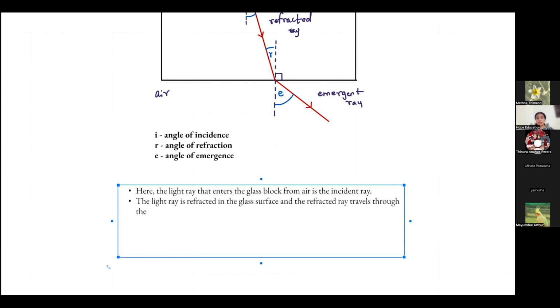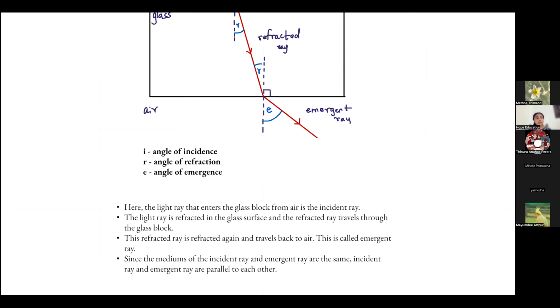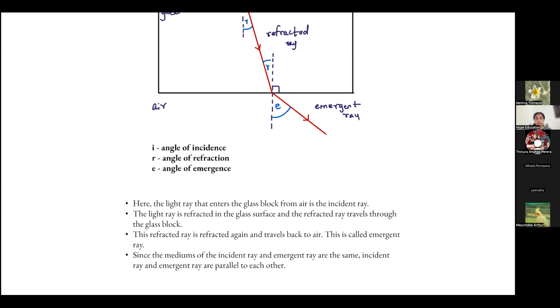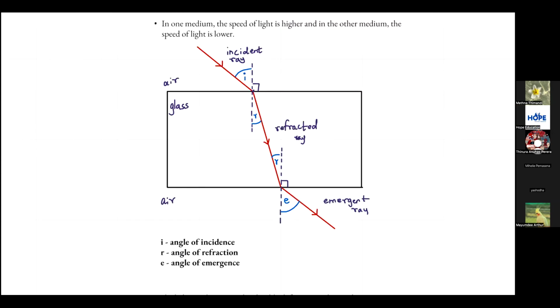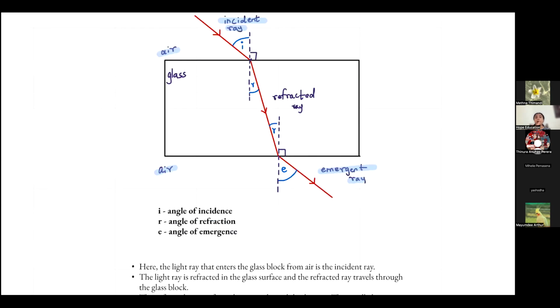I want you all to focus a bit on the last sentence that I wrote. Let me highlight that sentence. The mediums of the incident ray and the emergent ray are the same. So can you see that the incident ray is in air, right? The incident ray, this is in air. Can you also see that the emergent ray is also in air? Since the incident ray and the emergent ray are in the same media, we say that they are parallel to each other.